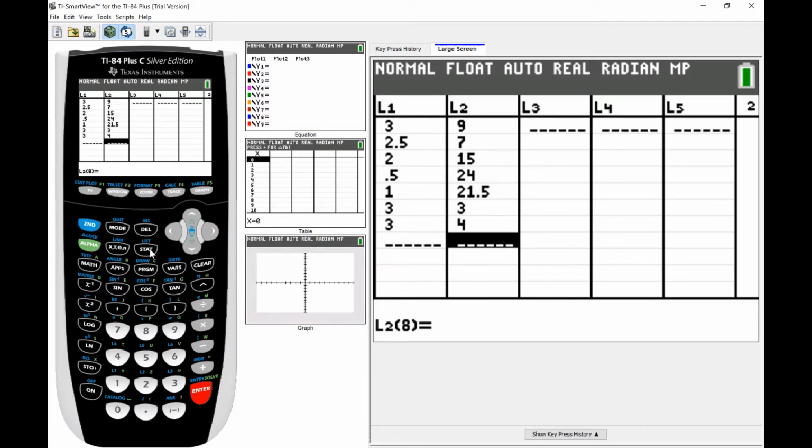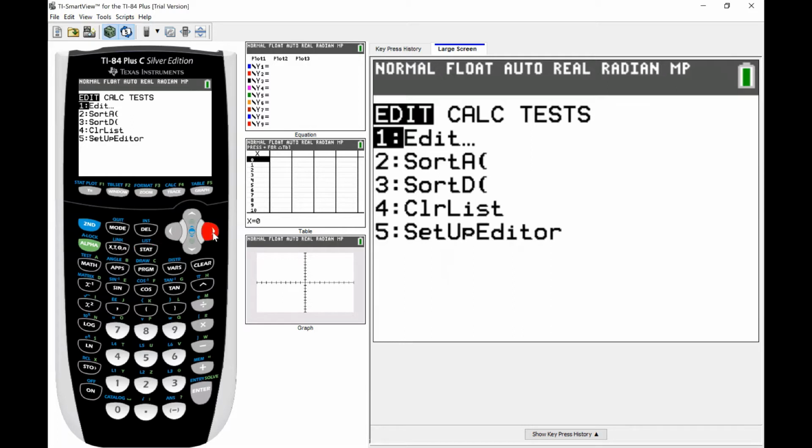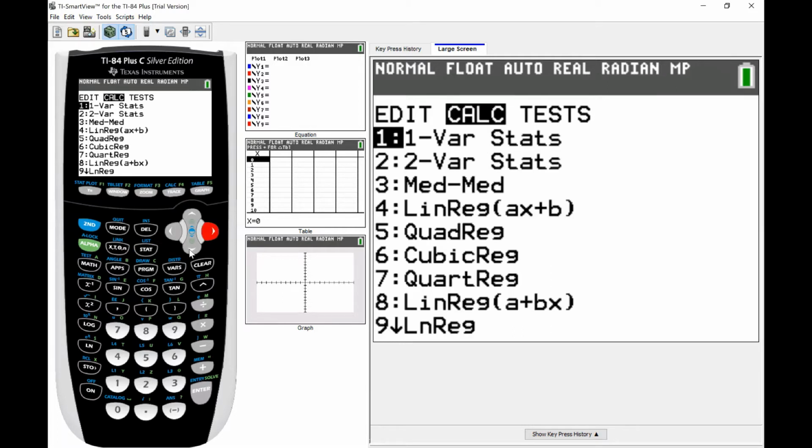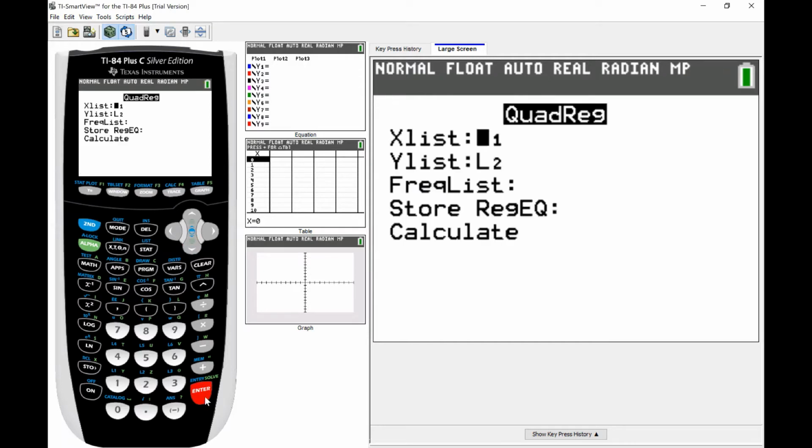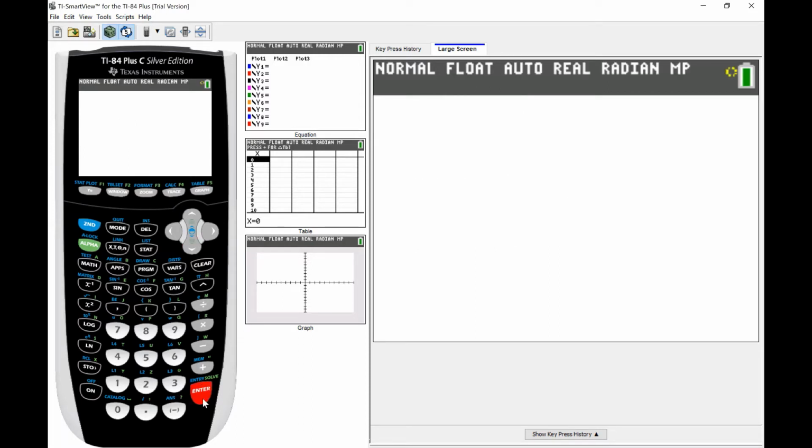So I'm going to go back into stat. And again, if you want to go to your home screen, second mode. I'm going to scroll over to calc. Now we're not performing a linear regression, we're performing a quadratic regression. That's number 5, so I'm going to click that. I've got my list 1 values, and those are my x values. List 2, those are my y values. I'm going to show you how to store the regression equation in a second. And now let's calculate it.